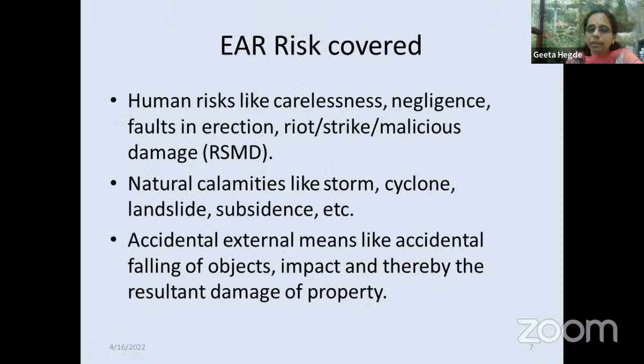Human risks are also covered, like carelessness, negligence, fault in erection, riot, strike, and malicious damage, grouped as human risk. Natural calamities like STFI, landslide, subsidence. Accidental external means like accidental falling of objects, impact damage, thereby resulting into damage of property. So you will see that all the damages are covered. It's an all risk policy.